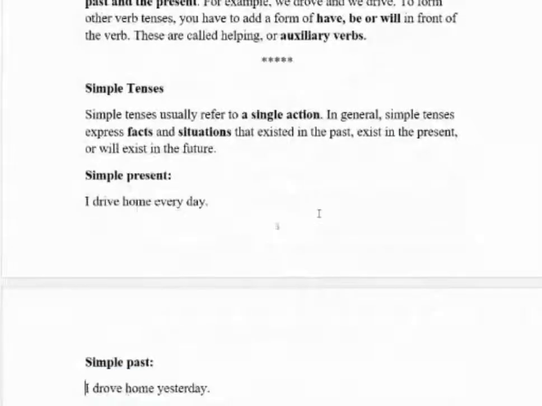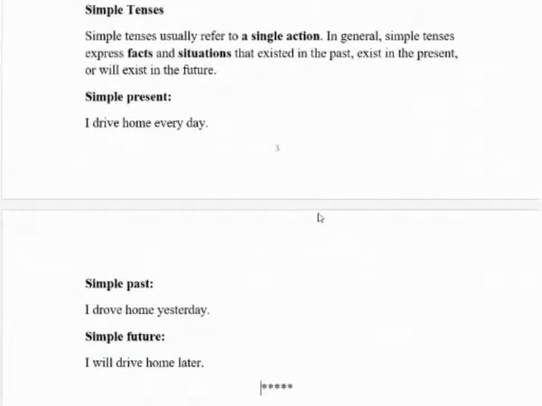So let's start with simple tenses. Simple tenses usually refer to a single action. In general, simple tenses express facts and situations that existed in the past, exist in the present, or will exist in the future. So this is something for you to differentiate between the tenses. When can you use the simple tense? When you want to talk about facts.